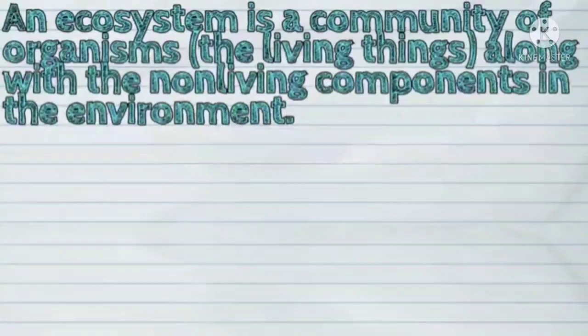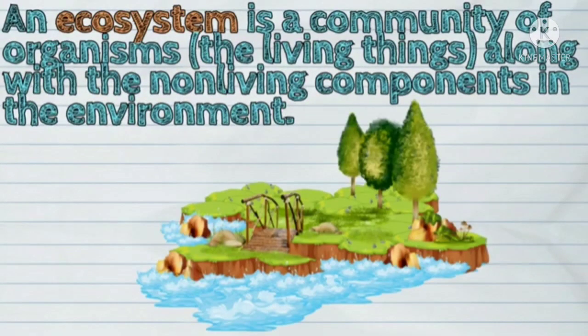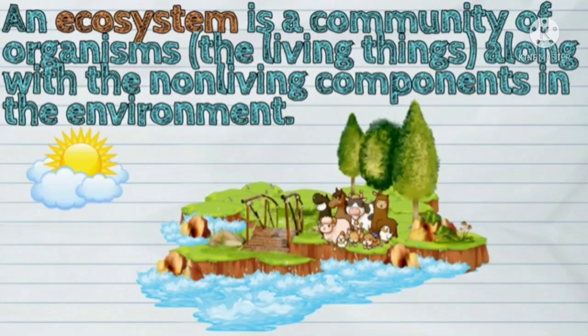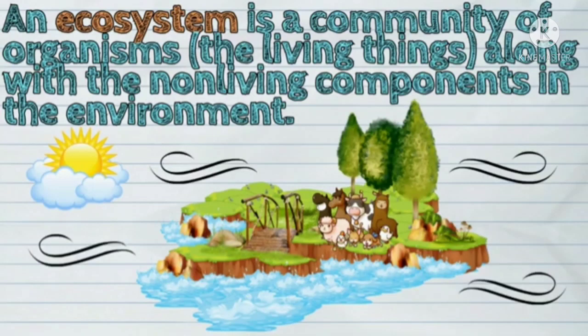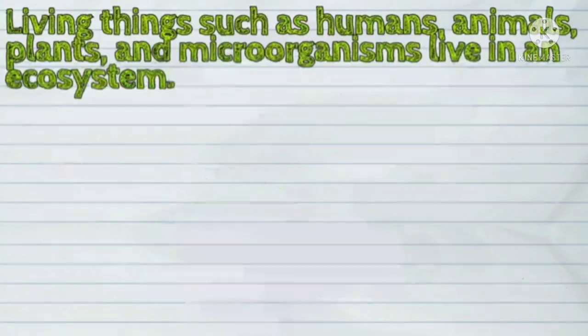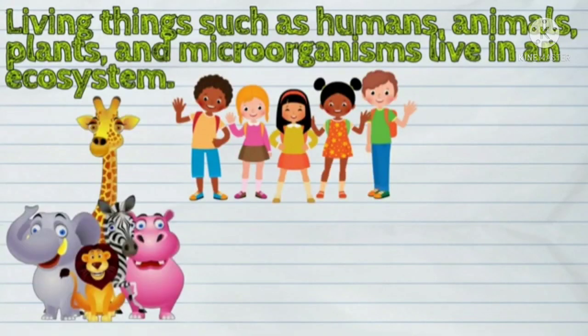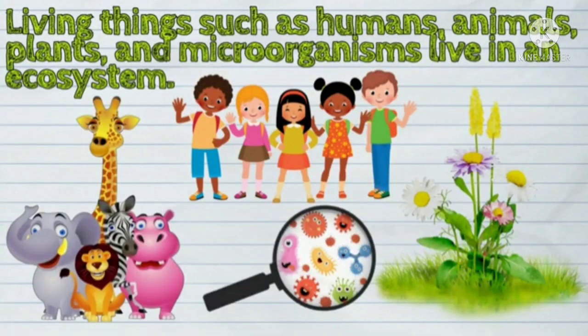What is an ecosystem? An ecosystem is a community of organisms along with the non-living components in the environment. These organisms interact with each other in a specific environment. Living things such as humans, animals, plants, and microorganisms live in an ecosystem.